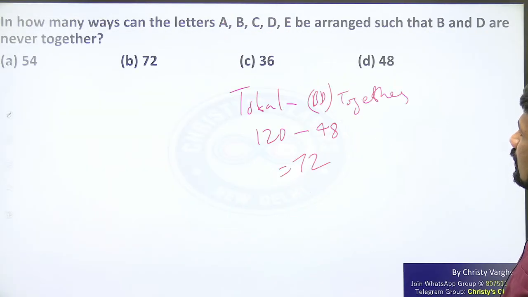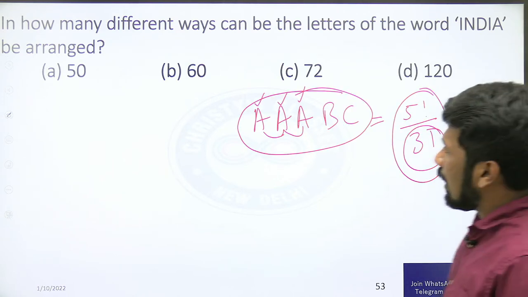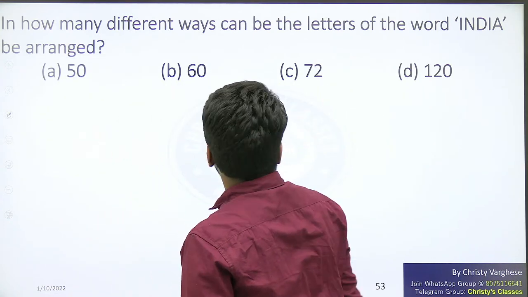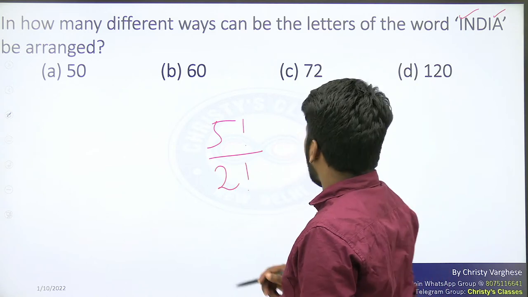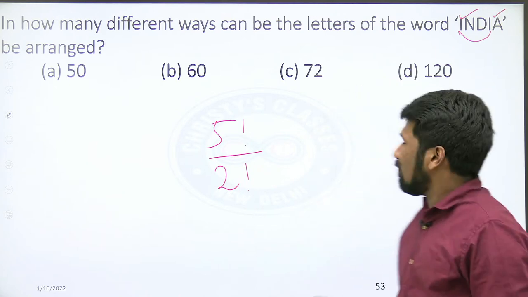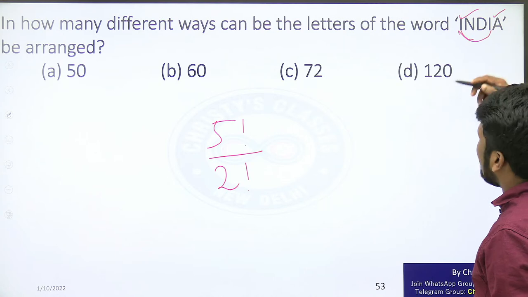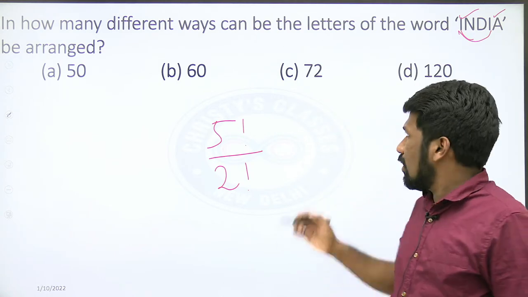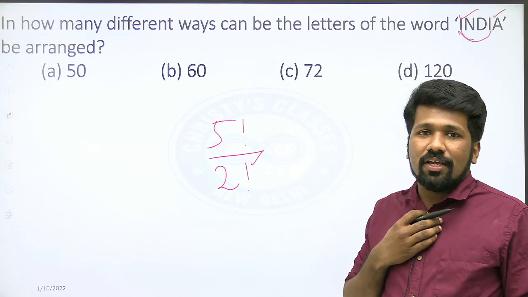And then, related to the previous question we were doing: India, definitely, as five letters are there, five factorial arrangements. As I is occurring two times, to delete the duplication, you are dividing by two factorial. In the previous question, if they were actually different, like BD together, you multiplied there. Here you have to divide because you have to delete the duplications. You need the original ones only.